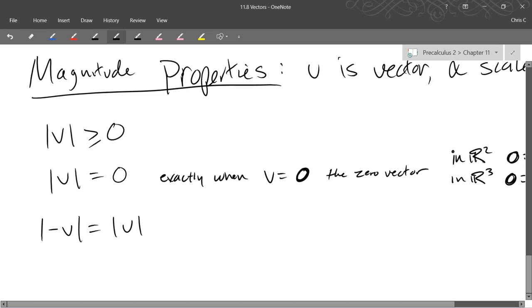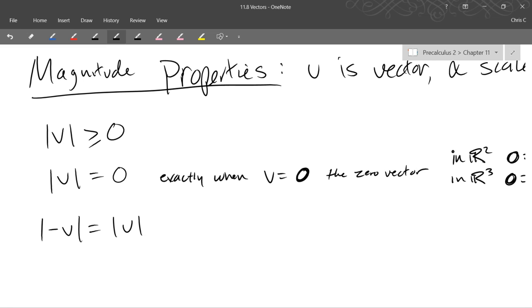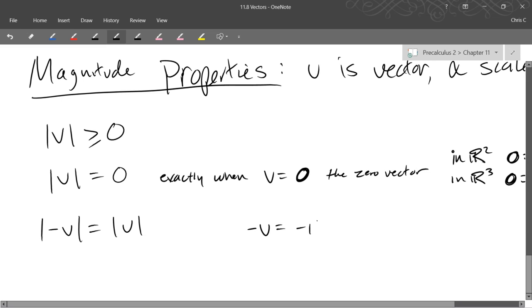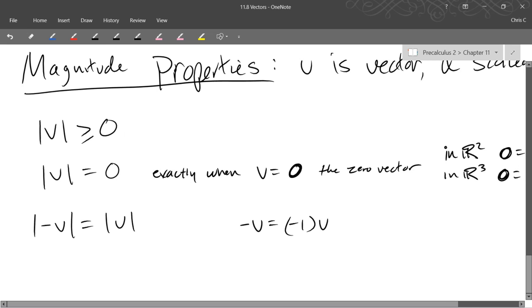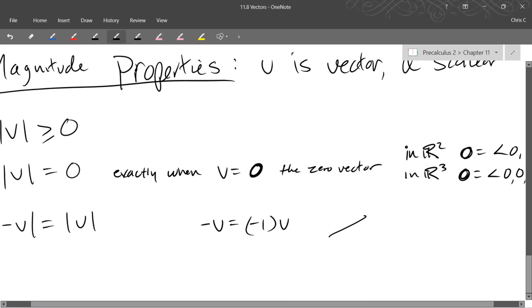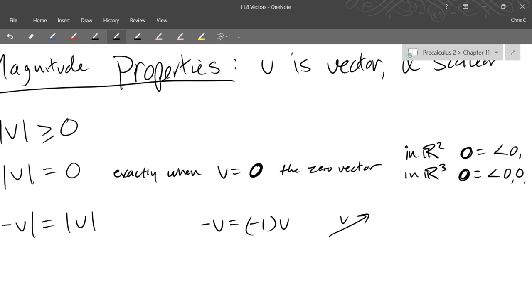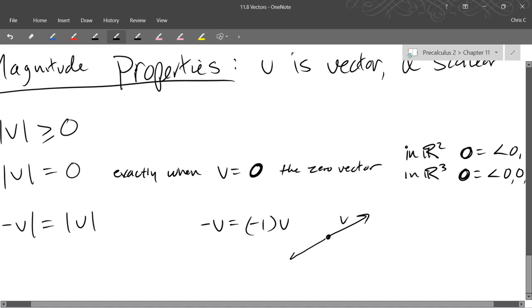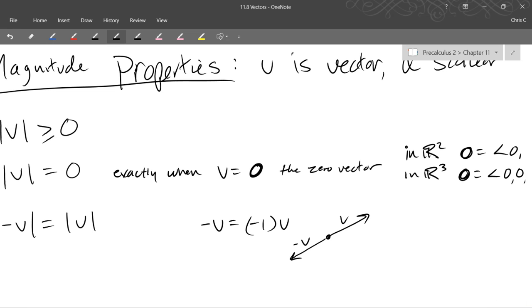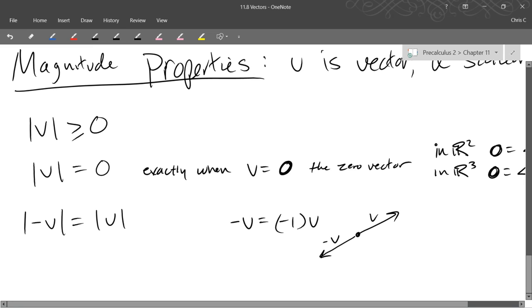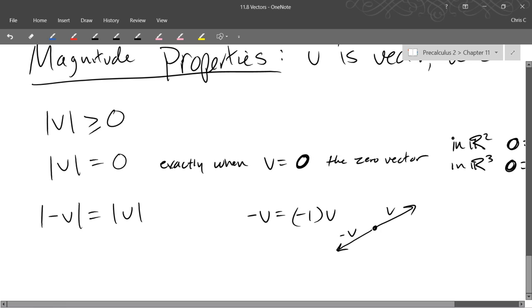So I didn't talk about negative v, but let's think about what is negative v. That's negative 1 times v. So if v points that direction, negative v is going to point the opposite direction. If that's v, negative v is exactly the same vector, except it goes the opposite direction. That's negative v. And how are these magnitudes related? Their distance from the origin? Better be the same. You're basically changing the direction of it to the opposite. So we get that the vector magnitude is the same as that of negative the vector.